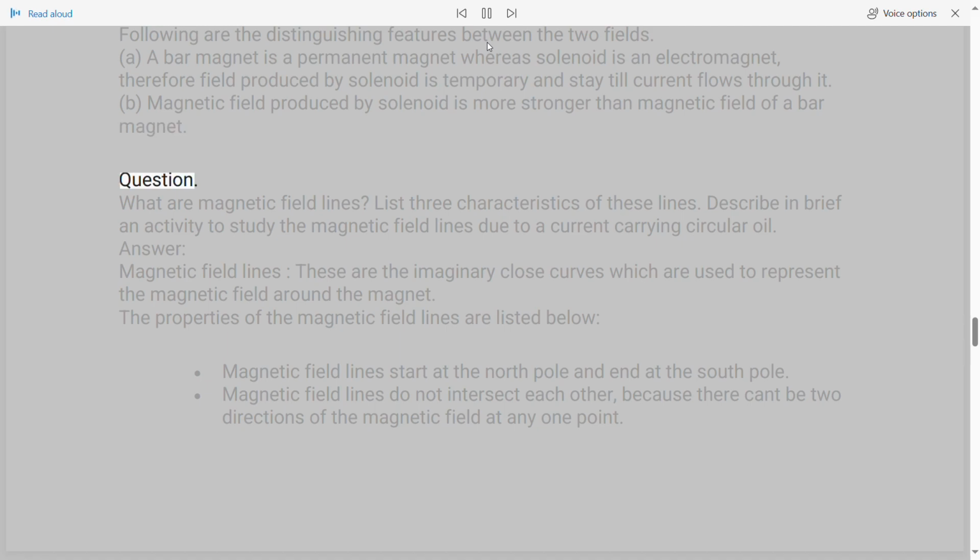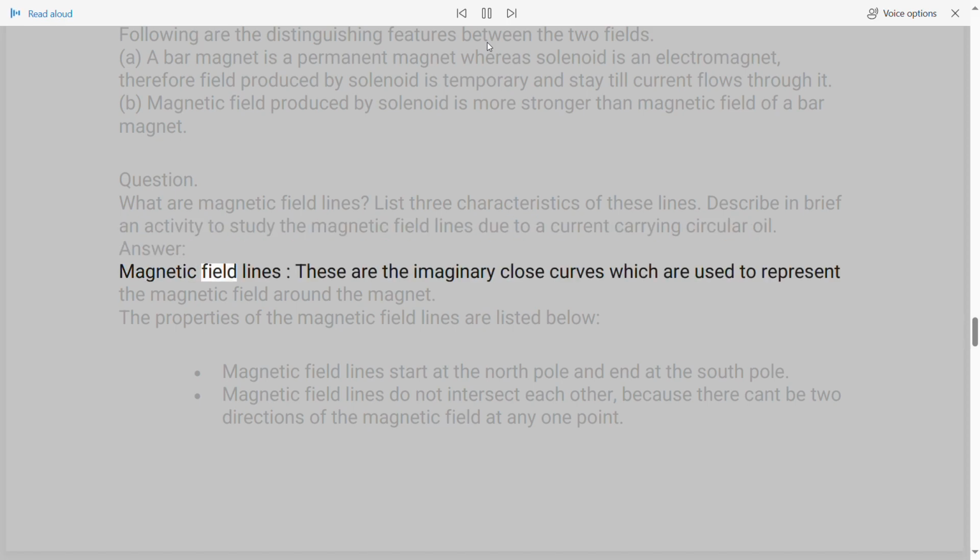Question. What are magnetic field lines? List three characteristics of these lines. Describe in brief an activity to study the magnetic field lines due to a current-carrying circular coil.